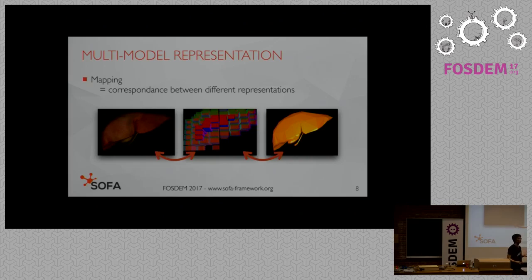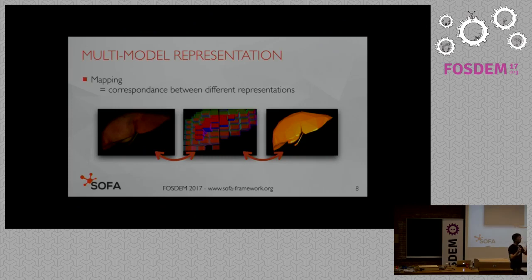But the question is then, okay, you can have all those different models. That's cool. But how do you relate them? That's what we call a mapping. We have mapping, making the correspondence between the mechanics, the physics, and the visualization, that can be different, or the collision.